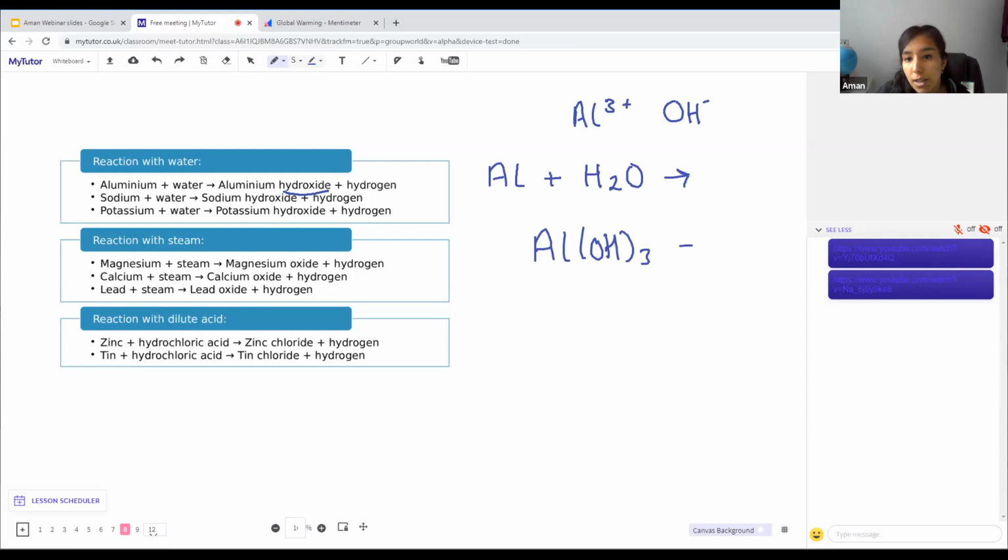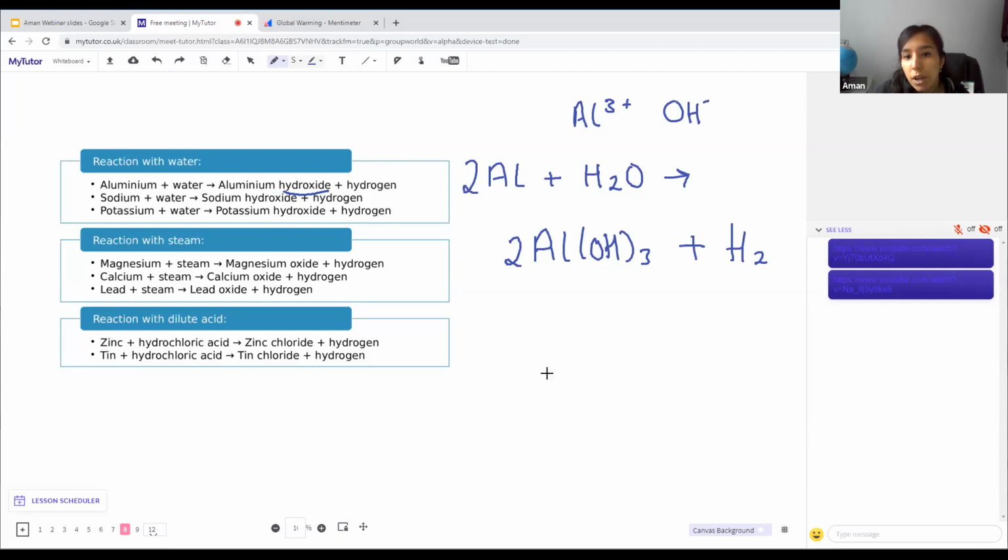So aluminium hydroxide, and then we get hydrogen produced, which is H2. And we can have a go at balancing that equation. So if we have a look, we've got 3 hydrogens plus 2 hydrogens, which makes 5. So remember, we always want it to be even. So we can start off by maybe putting a 2 here. And if we do that, then we know that our hydrogens have become 6 plus 2, which is 8. So we put a 2 here in front of the aluminium.